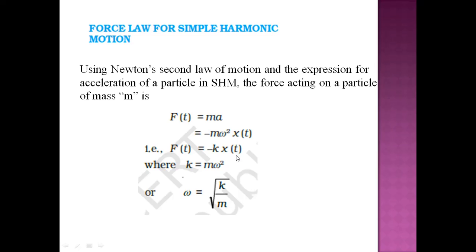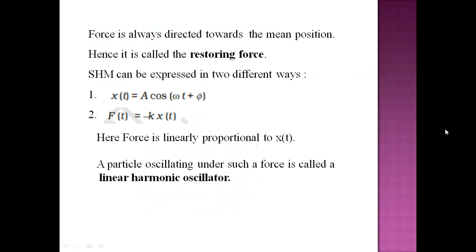Where k equal to m omega squared. So what is omega squared? Omega squared is k by m, and omega equals the square root of k by m. So force is always directed towards the mean position, because force also has a negative sign there, F equal to minus kx. Since force is always directed towards the mean position or the equilibrium position of the oscillating particle, it is called restoring force.